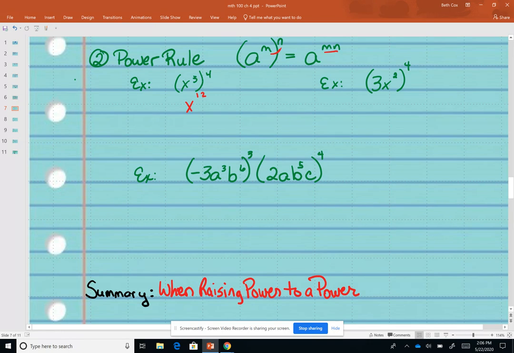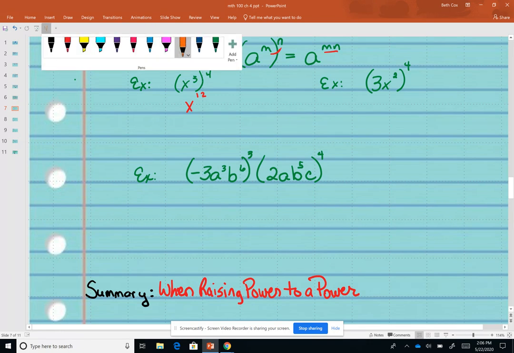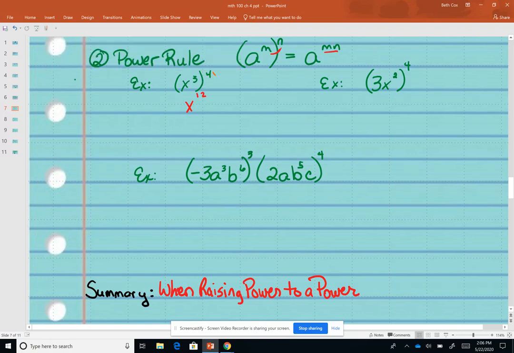So now let me explain that a little bit. Let me take that and just explain how I got that. So if you know what the 4 means, it means that there's 4 x to the 3rds.